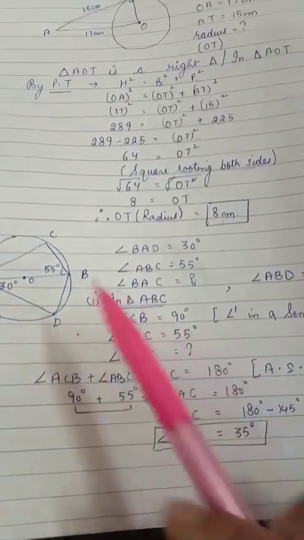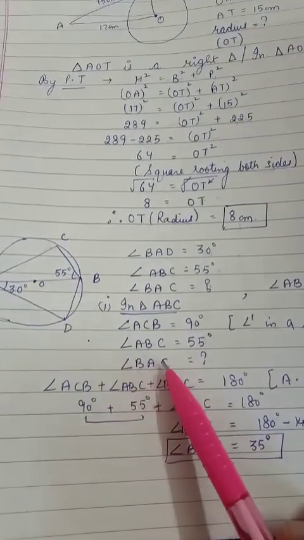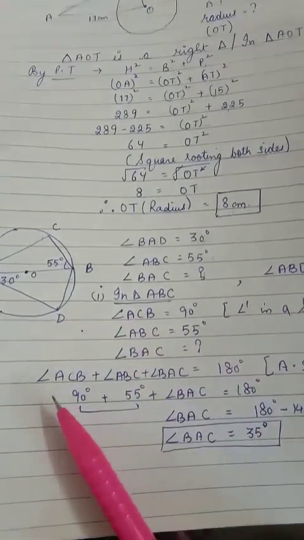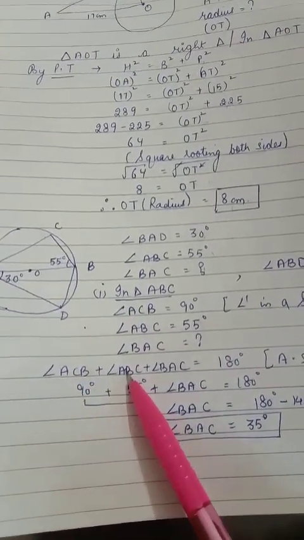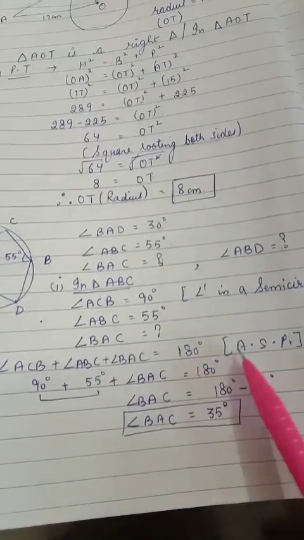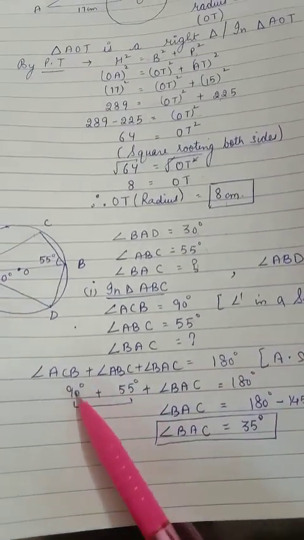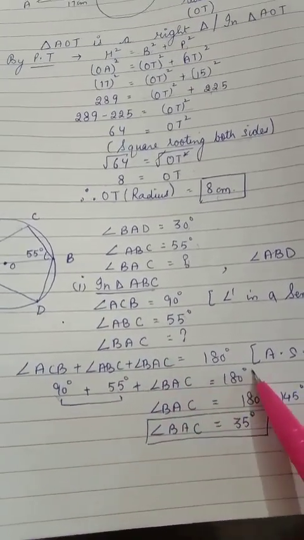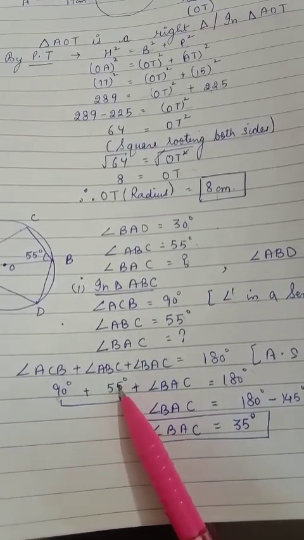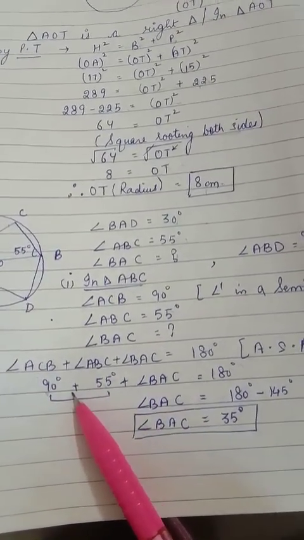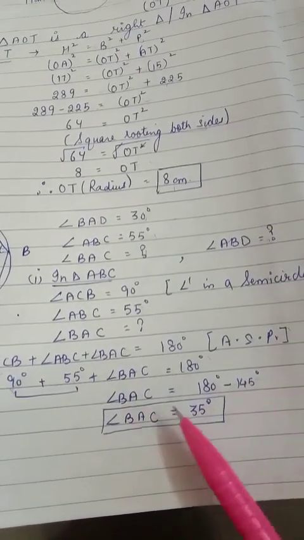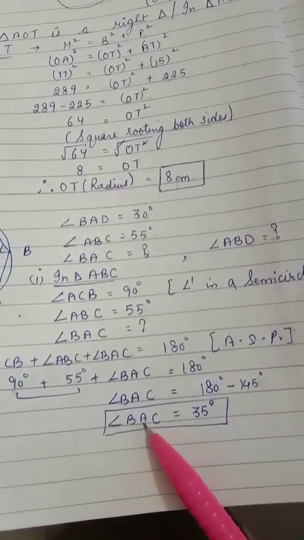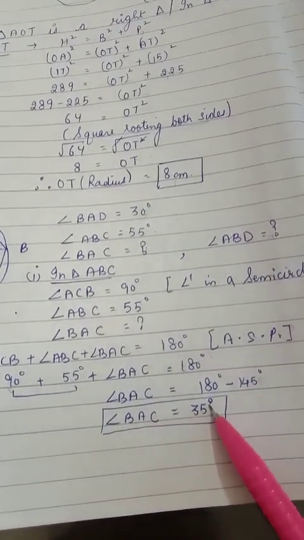Angle ABC is 55, which is already given to us. And angle BAC is the missing angle. Now we'll use the angle sum property. Angle ACB plus angle ABC plus angle BAC is equal to 180 degrees. This is calculated as 90 degrees, this is given to us as 55 degrees, and this is missing. 90 and 55 add up to 145, and plus 145 on the left side becomes minus 145 on the right side. So angle BAC is equal to 180 degrees minus 145 degrees, which gives angle BAC equal to 35 degrees.